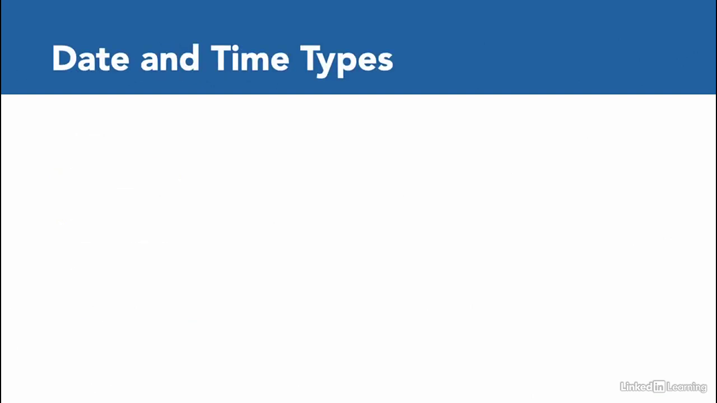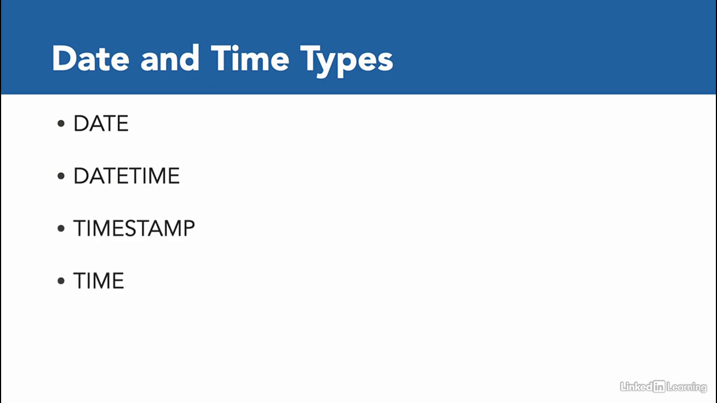Date and time data types include date, date time, timestamp, time, and year. Date values are in the format of YYYY-MM-DD and used for when you need only the date part and not time. Time values are in the format of HH:MM:SS and used for when you need only the time part and not the date. Year values are in the format of YYYY and are used only when you need the year part of date. And date time values are a combination of date and time and are used when you need both date and time parts.